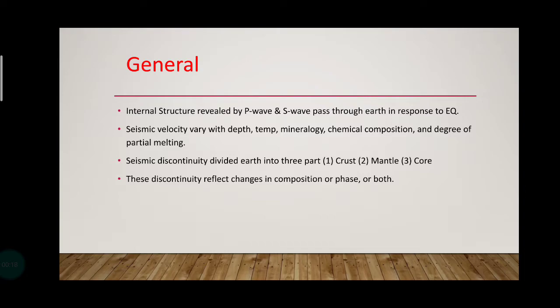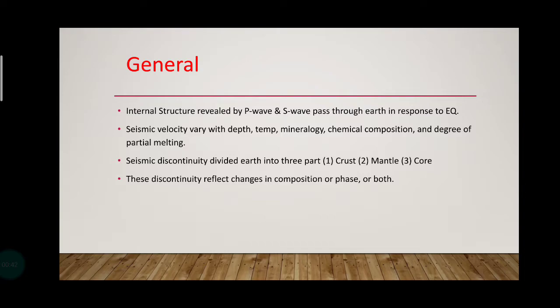First thing we have to do is to have P waves and S waves. The internal structure is revealed by P waves and S waves passing through the Earth in response to earthquakes. So we are defining the internal structure of Earth with the help of P waves and S waves. P wave is a compressional wave, S wave is a shear wave.